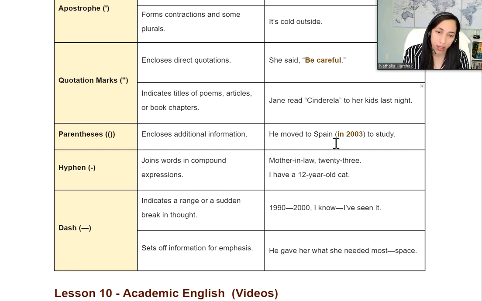He moved to Spain (in 2003) to study. So, in 2003 was just not necessary in the sentence, according to the person who was writing, okay? But if you think it's an important piece of information, you could say, he moved to Spain in 2003 to study. So if you think it's important to mention that, you just remove the parentheses. Honestly, I don't use this very often, but if you think it's necessary, you can totally use it, okay? Hyphen joins words in compound expressions like mother-in-law.